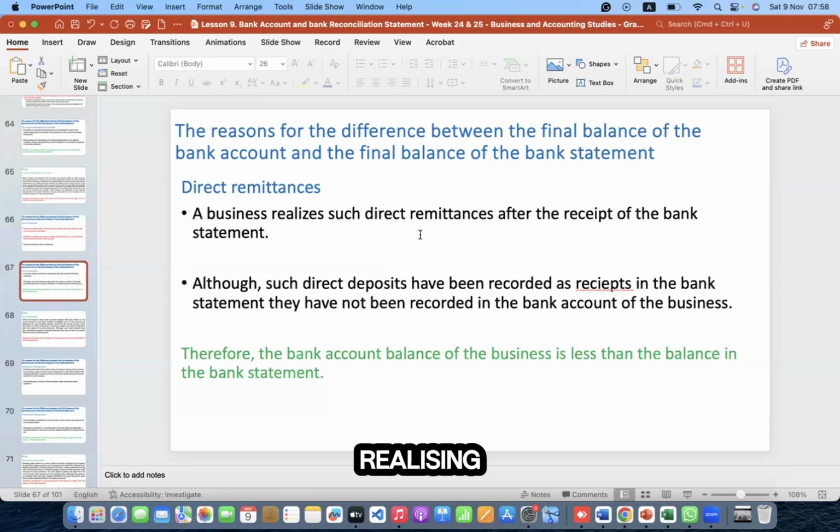A business realizes such direct remittances after receipt of the bank statement. Although such deposits have been recorded as receipts in the bank statement, they are not recorded in the bank account of the business. So because of that, what happens is the bank account balance of the business is less than the balance in the bank statement. Direct remittances කියන්නේ මොකක්ද?